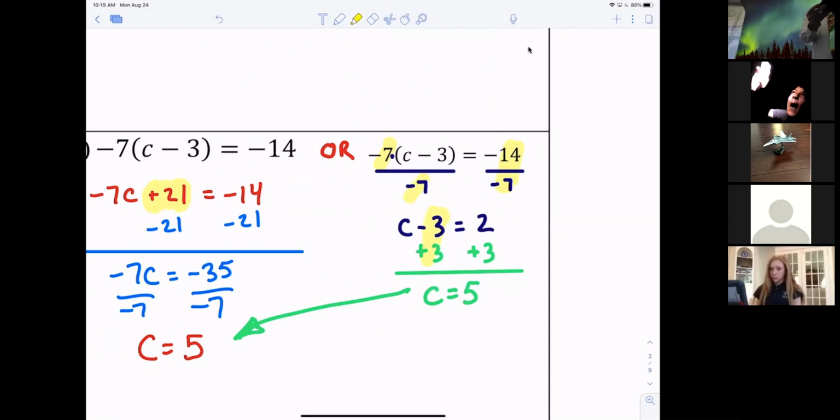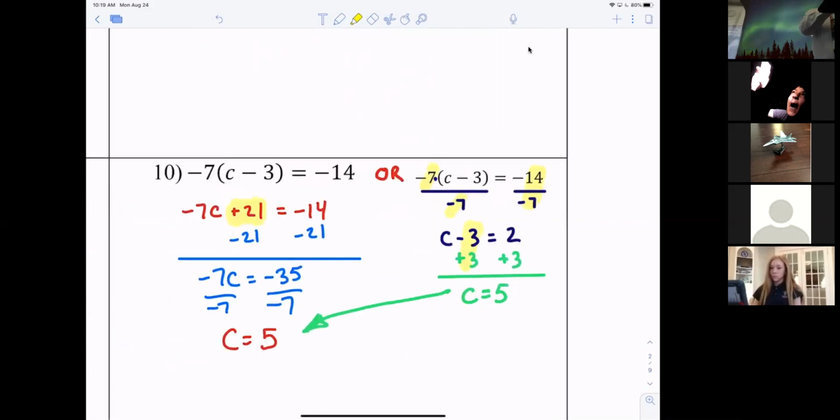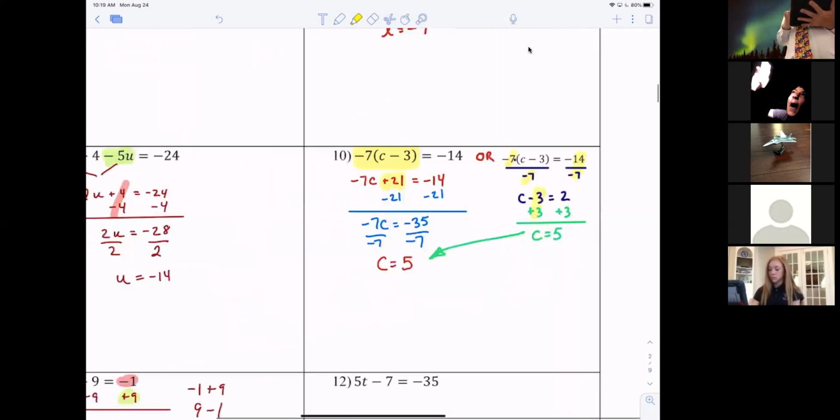When you're using the distributive property. All right, and I'm going to show you that as we go down. All right, here we go.